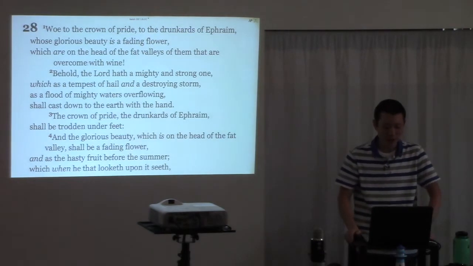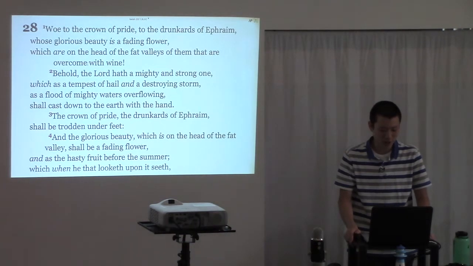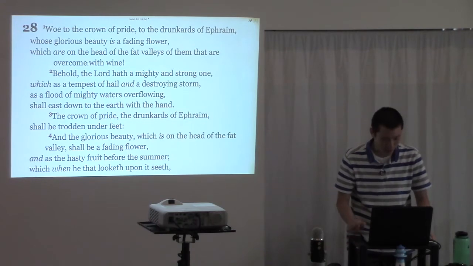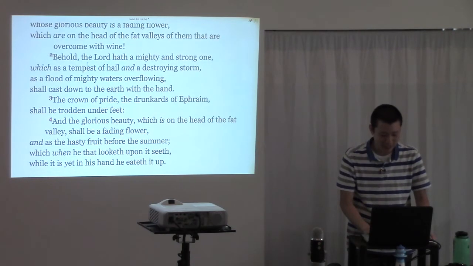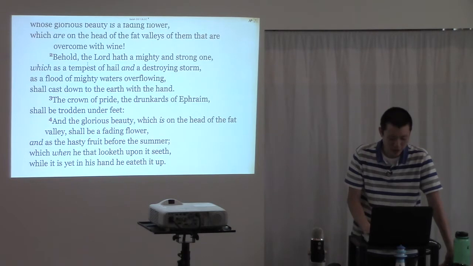Woe to the crown of pride, to the drunkards of Ephraim, whose glorious beauty is as a fading flower, which are on the head of the fat valleys of them that are overcome with wine. Behold, the Lord hath a mighty and strong one, which as a tempest of hail and a destroying storm, as a flood of mighty waters overflowing, shall cast down to the earth with the hand.